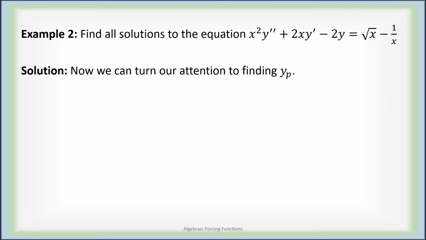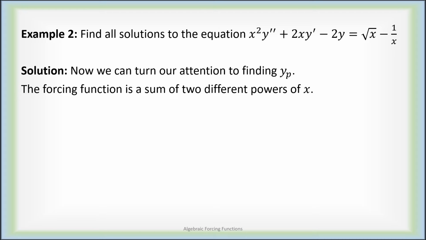Well, with our fundamental set of solutions to the complementary homogeneous equation behind us, we can turn our attention to finding a particular solution to generate our forcing function. The forcing function, however, is a sum of two different terms, a root x and minus 1 over x. So we're going to do this one bit at a time.